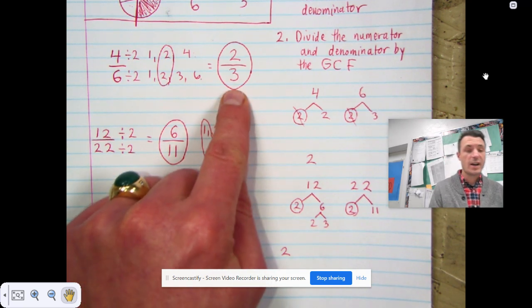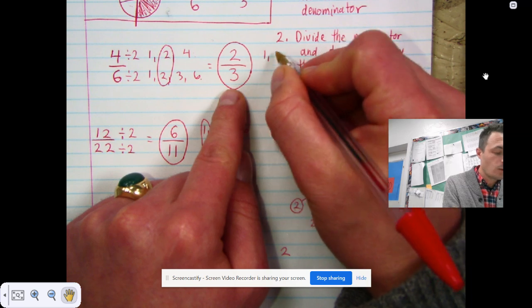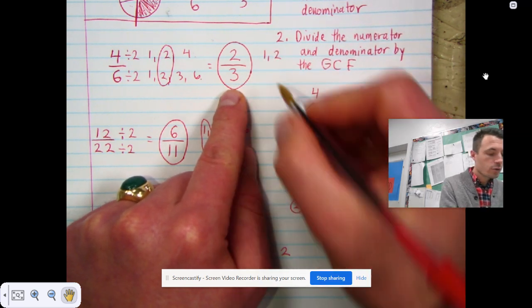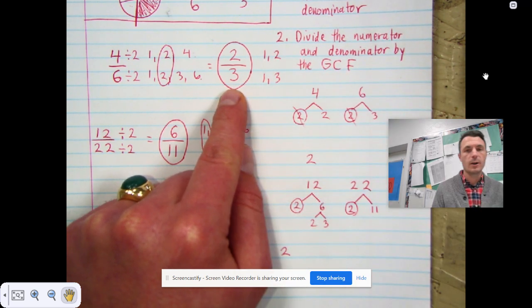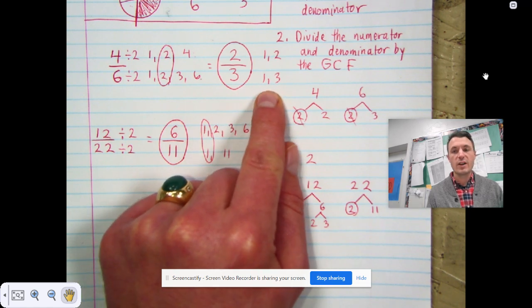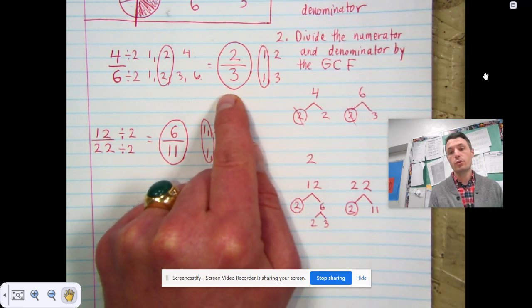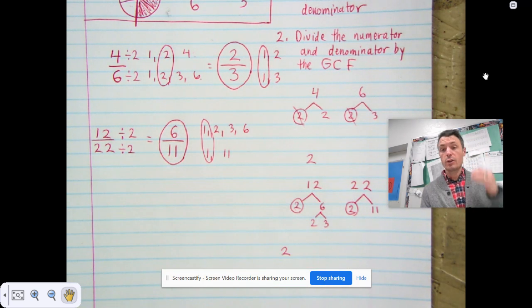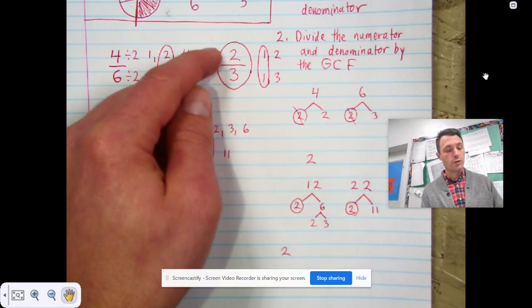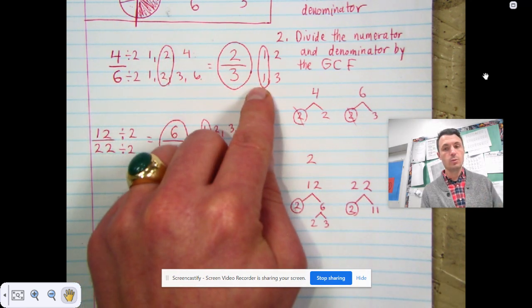If we list all the factors for 2 and 3, for 2, it's just 1 and 2 because 2 is prime. For 3, it's just 1 and 3 because 3 is prime. What's the greatest common factor in both lists? The biggest number that's in both lists? It's 1. That's how you know 2/3 is in simplest form, when the greatest common factor for the numerator and denominator is 1. Let's do another example together.